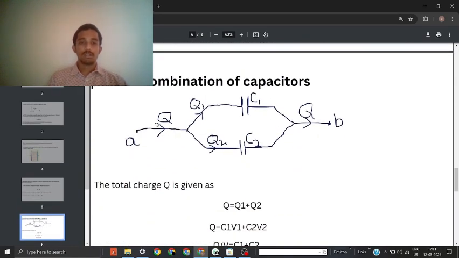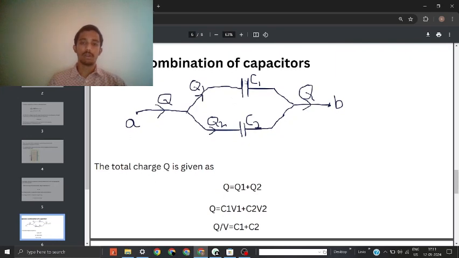So now let's discuss the different combinations of capacitors. First one is the parallel combination of capacitors. So we need to understand what parallel actually means. In a parallel combination, the only condition which has to be satisfied is that the voltage across both capacitors is the same, just like resistors. In resistors also, parallel combination means that the voltage across the two resistors should be the same.